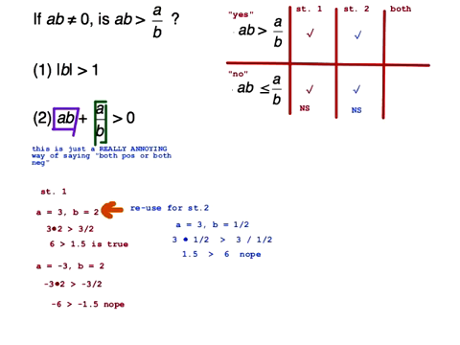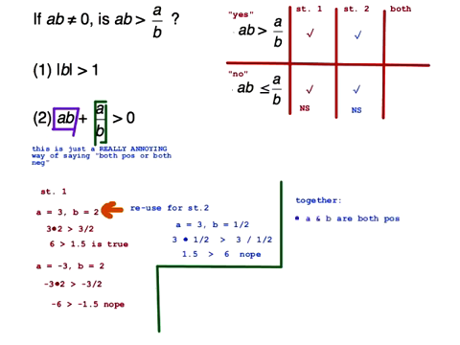All right, so we've got to combine the statements together. So together, here's what we know. Together, we know that A and B have the same sign, both positive or both negative, from statement 2. And we know that the size of B is more than 1. B is more than 1 or less than -1.